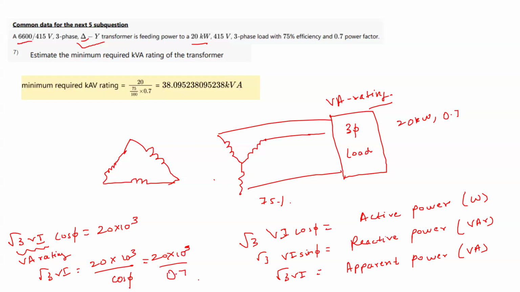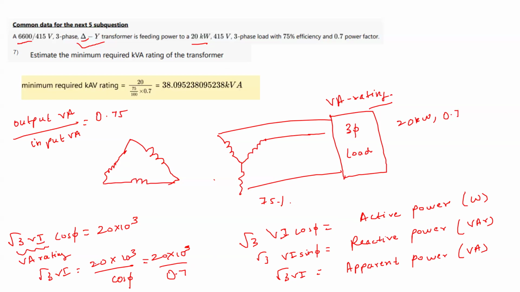Now, remember that the transformer efficiency, which is the output VA by input VA, is 0.75. Okay, so this is the scenario. Now what we have to calculate is basically the input VA rating, because the input VA rating is the more, since that is the maximum rating. So what is the maximum VA this transformer should have so that it can supply the output VA of 20 kVA by 0.7.